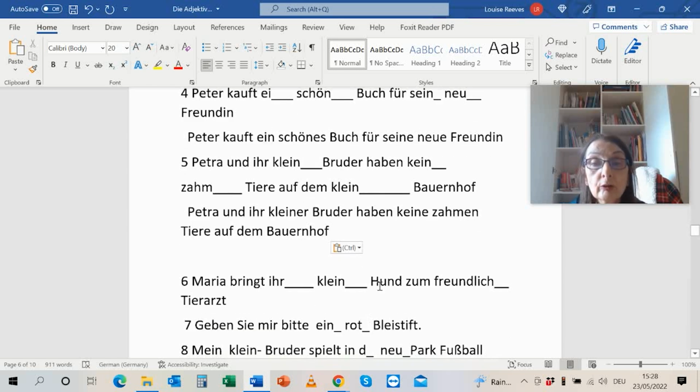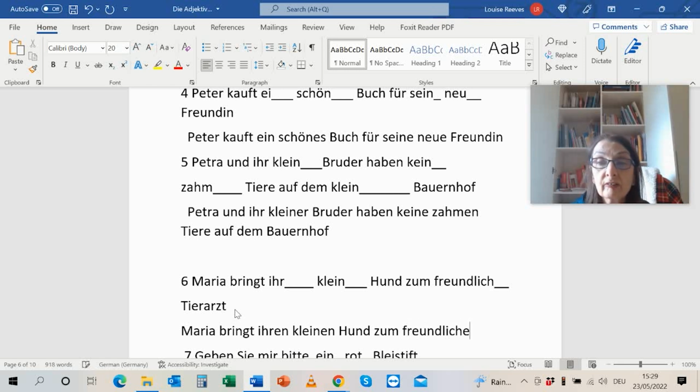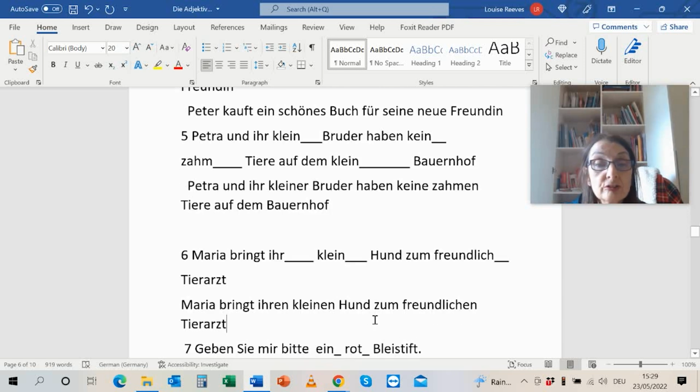Right, the next one. We've got a Hund. So Maria bringt. Okay, so now we have an accusative masculine. It's singular. So masculine, accusative, singular. Now we have a zum, which makes something into the next one with dative. What are we going to put? So Maria bringt. Now the Hund. So we have ihren kleinen Hund. Zum, that's zu, takes the dative. So then Freund, watch out for those snakes in the grass. Freundlichen Tierarzt. Maria brings her small dog to the friendly vet.